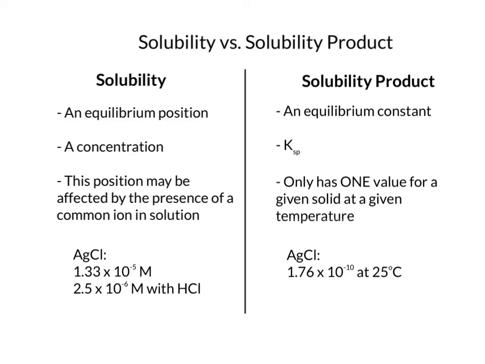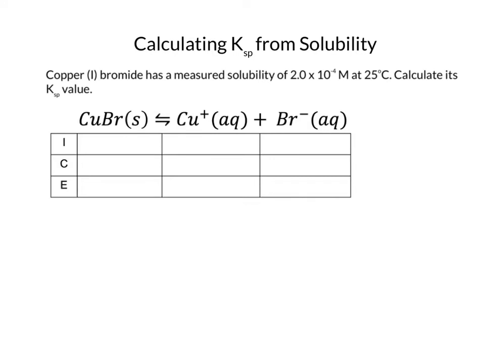On the other hand, solubility product is an equilibrium constant. It is Ksp. There's only one value of Ksp for a given solid at a given temperature. So for silver chloride, its solubility product is 1.76 times 10 to the negative 10th at 25 degrees Celsius. So the first type of problem you're going to come across is calculating Ksp from solubility. So copper 1 bromide has a measured solubility of 2 times 10 to the negative fourth molar at 25 degrees Celsius. Calculate its Ksp value.